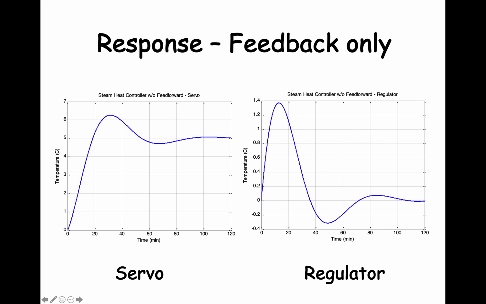Here are two graphs of the time-dependent steam heat exchanger response with feedback control only. The left graph is the servo problem response, and the right graph is the regulator problem response. In both cases, the magnitude of the step change was positive 5 degrees Celsius.